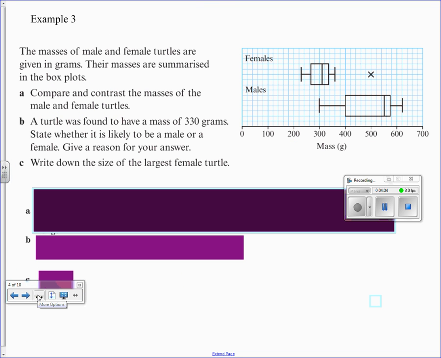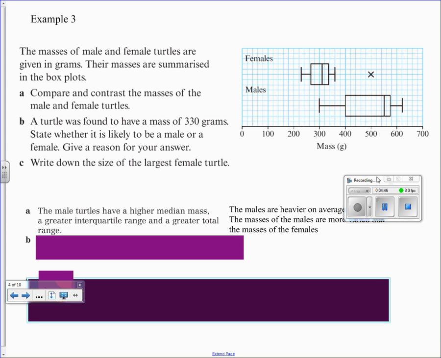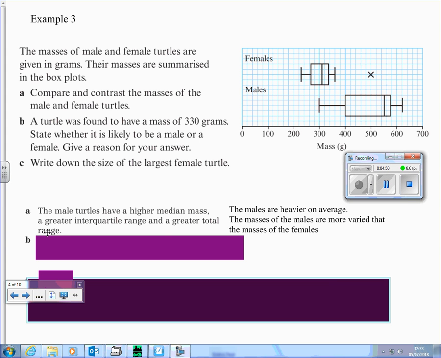Here are box and whisker diagrams comparing the masses of female and male turtles. So again, if you're comparing and contrasting the masses, you compare the medians and comment on the average, and you compare the interquartile range and comment on how varied the masses are.